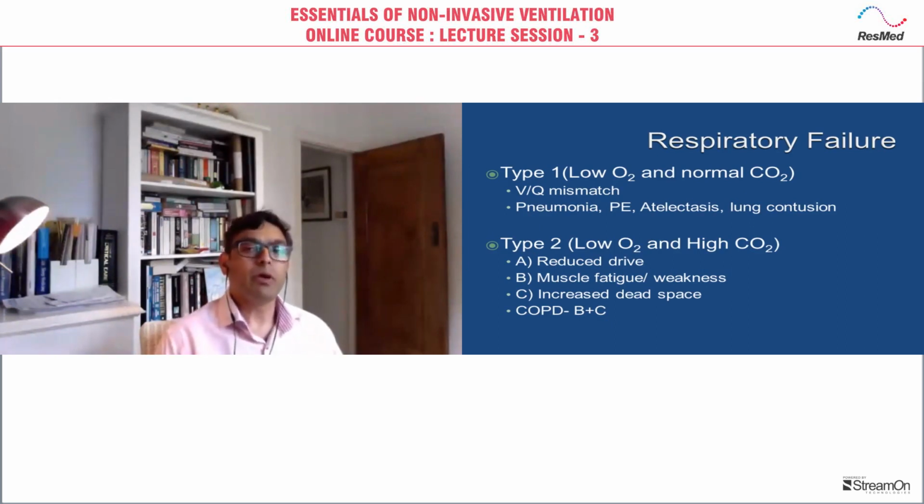So we'll briefly talk about respiratory failure. This might be a little bit basic, so apologies. Respiratory failure is divided into two types. Type 1, where you have hypoxemia but no hypercapnia. The common mechanism is VQ mismatch, and it could be due to pneumonia, PE, lung contusion, interstitial lung disease, and so on. Type 2 respiratory failure, you have both hypoxemia and hypercapnia, and it could be due to reduced drive, muscle fatigue or weakness, and increased dead space.